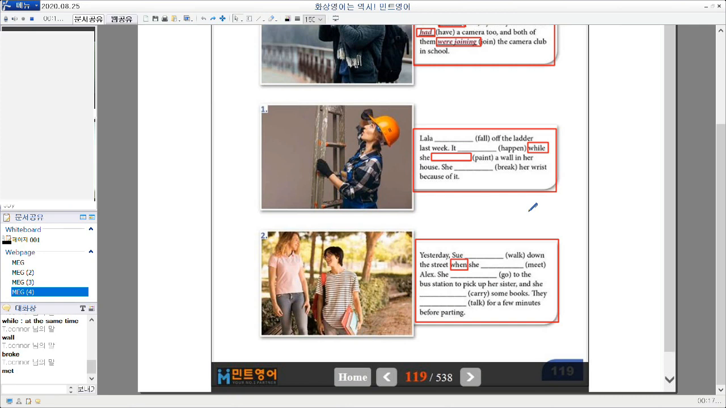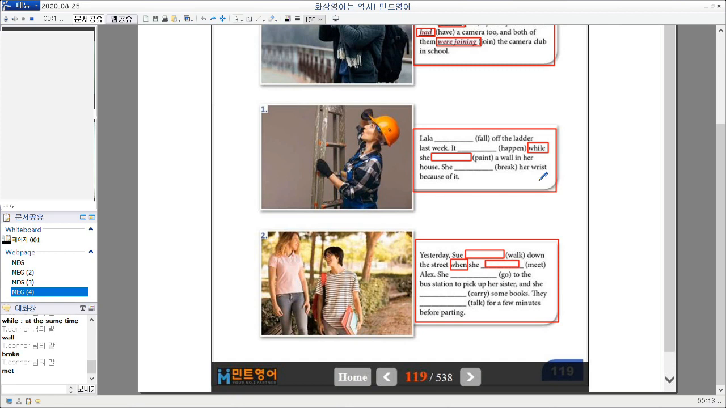They talked for a few minutes before parting. Wow, perfect. Okay, very good. So first one is past continuous. Sue was walking down the street when she met Alex.